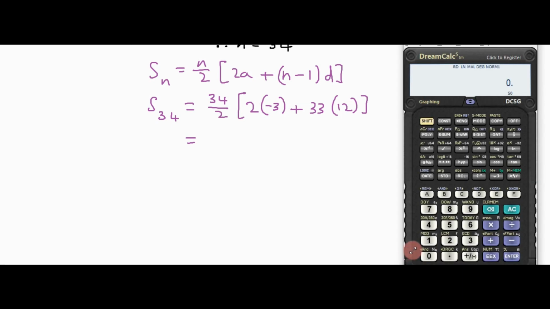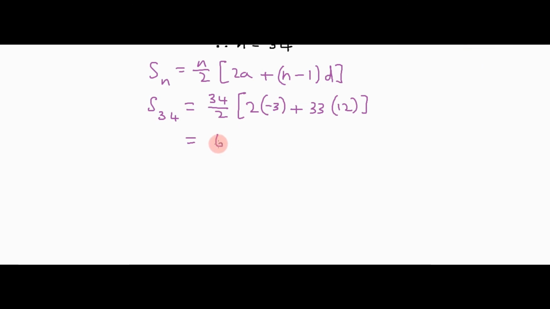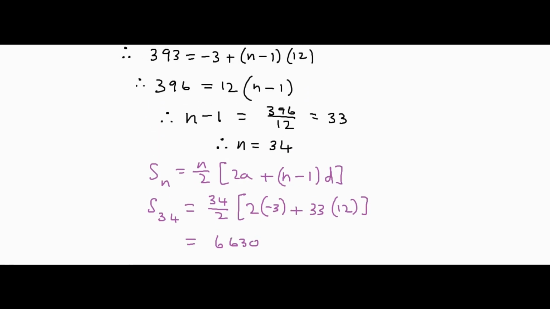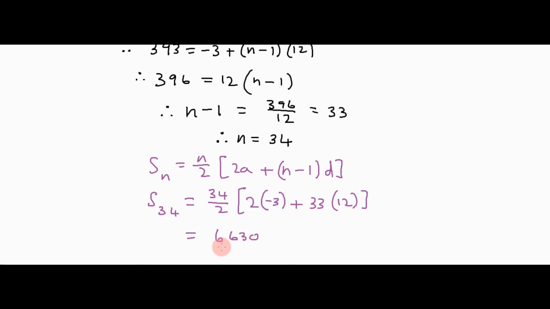Now just plugging into the calculator, and it's 6630. So the sum of all the terms divisible by 3 in the original sequence is 6,630.